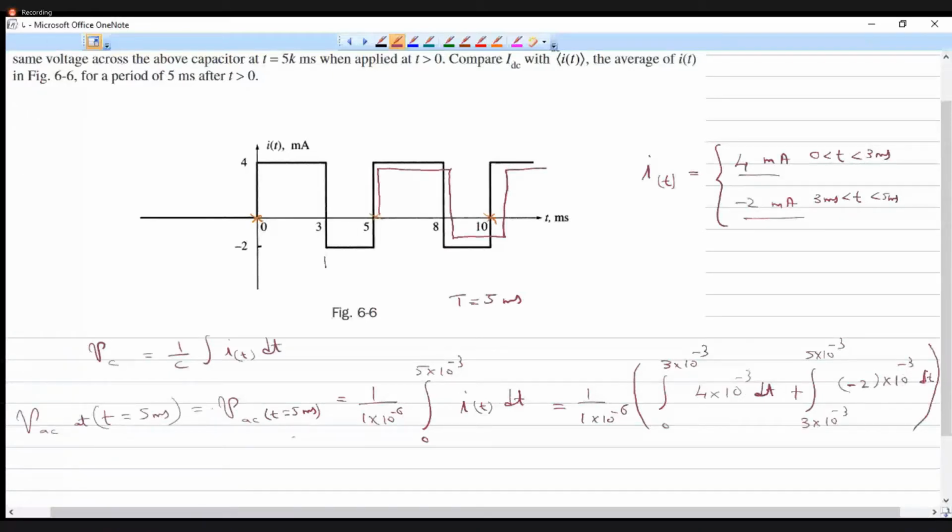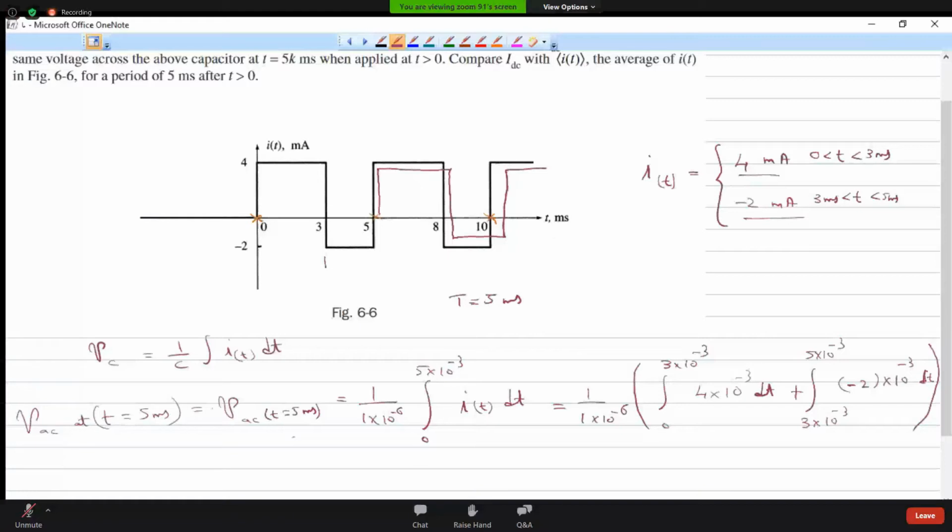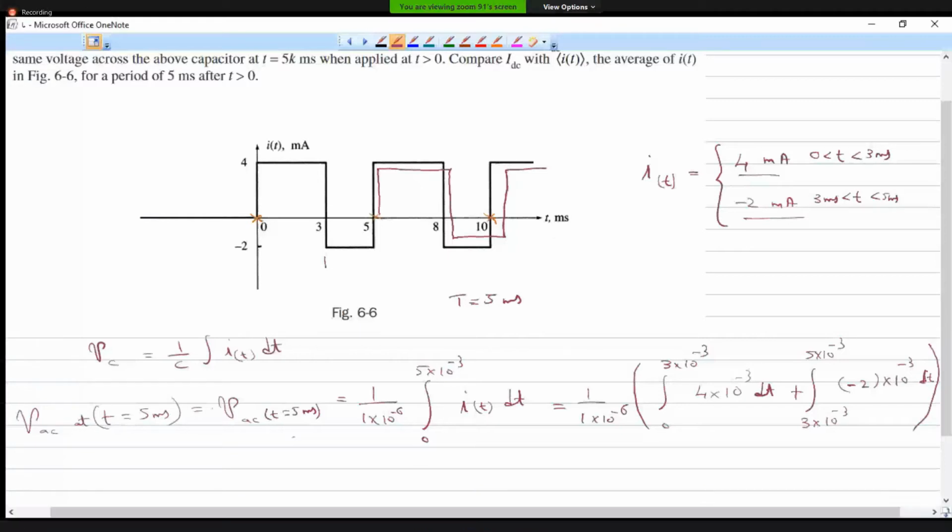Hope you understand how we wrote this integral. Any doubt you can ask me. So once you know how to write this, then the rest is mathematics only. So you should be able to write this much. That much is circuit network theory.